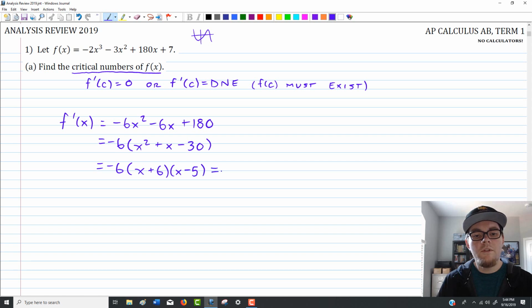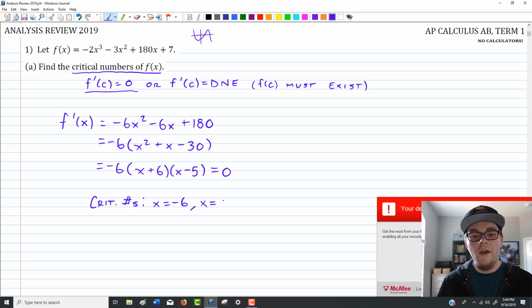And if we set that equal to 0, recognizing the fact that polynomials are always differentiable, so we're only going to get places where f prime of c equals 0. In this case, there won't be any does not exists, or the places where the derivative doesn't exist will not exist. In this case, we can see that there are, in fact, two critical numbers. Those two critical numbers are the values that make the derivative equal to 0. They are going to be x equals negative 6 and x equals 5.